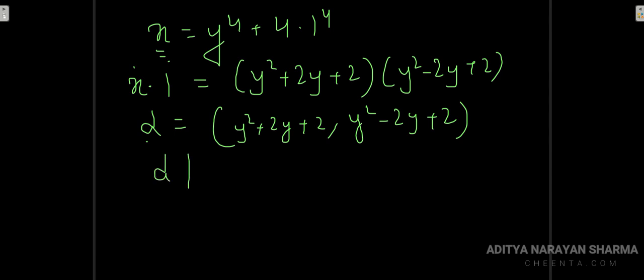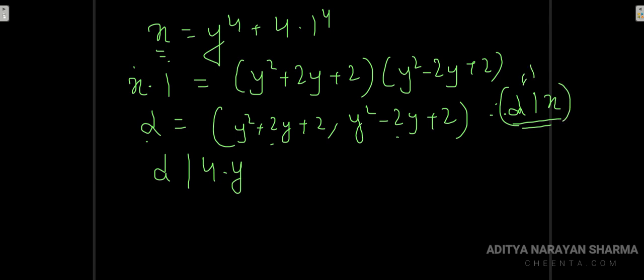So d divides the difference of these two because it's the GCD, which gives you 4y. Now the fact is, since x is an odd prime, d also divides x, right? Since d divides the right hand side, d must divide the left hand side, so d must also divide x. So the thing is, there can be no integer d other than 1 which divides x. So that's the first point, which gives us d equals 1.